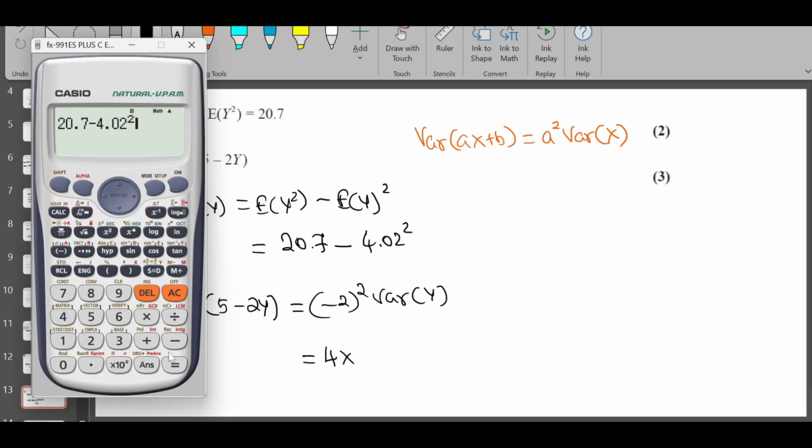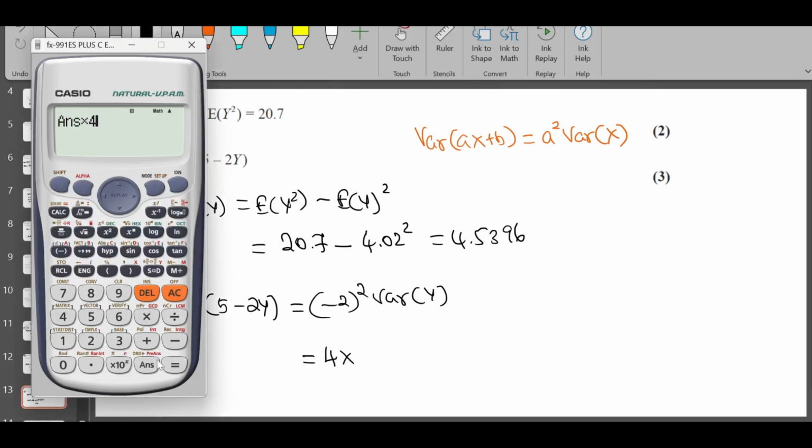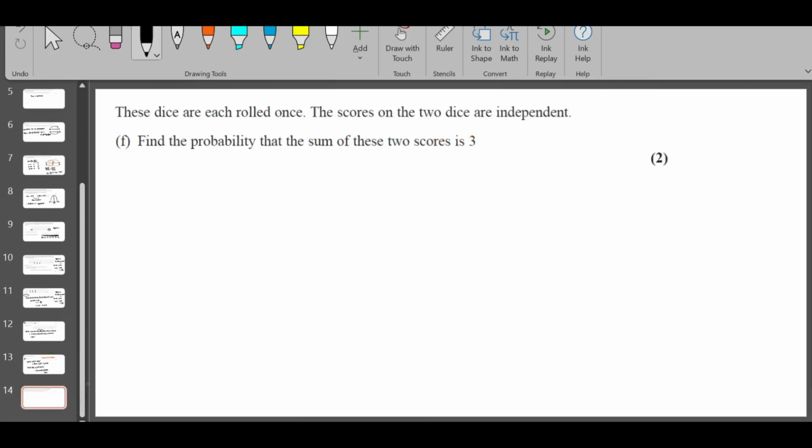4.02 square is 4.5396. 4.5396 times 4 is 18.1584. If you want, you can round it to 3 significant figures. That's all. Let's move on to the last part.